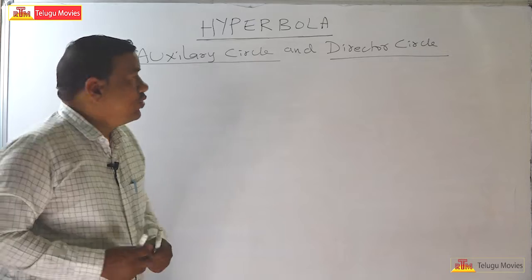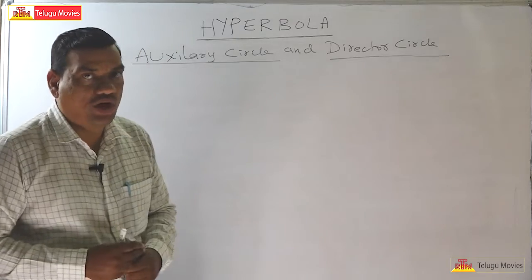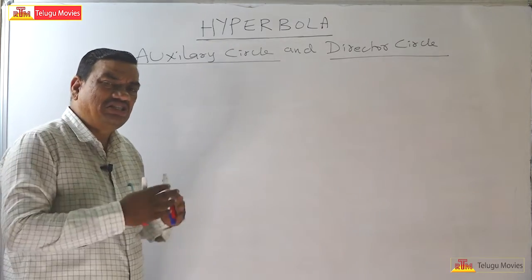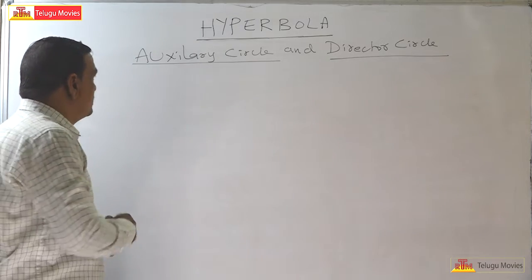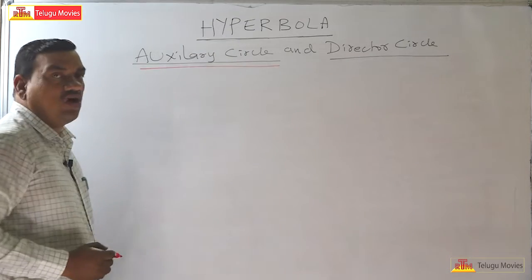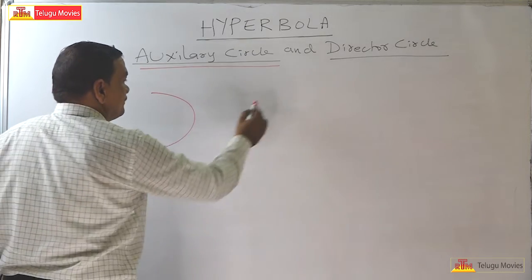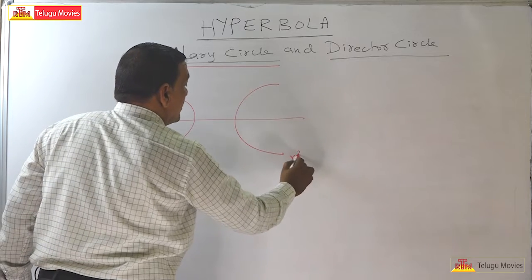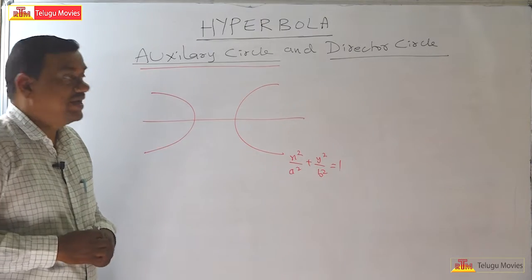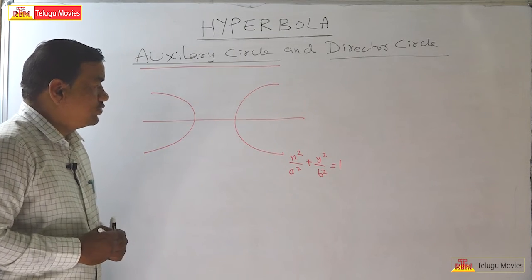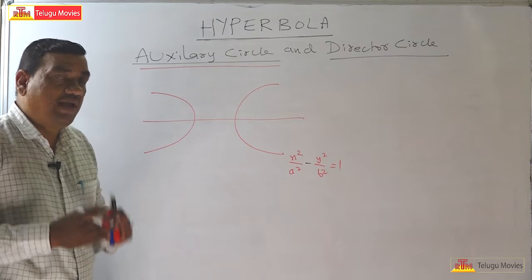Welcome to this concept. Here we are going to see the auxiliary circle and director circle of a hyperbola. The definitions and concepts are the same as for the ellipse. Once again I will explain the auxiliary circle first. See here, this is a hyperbola, x square by a square minus y square by b square is equal to 1. This is the equation of the hyperbola.